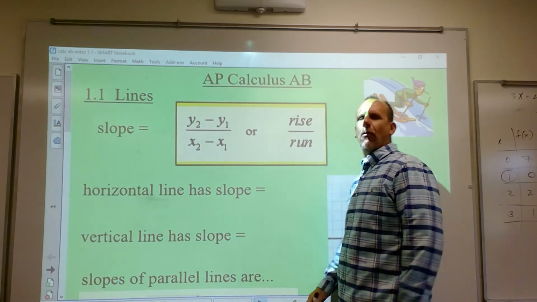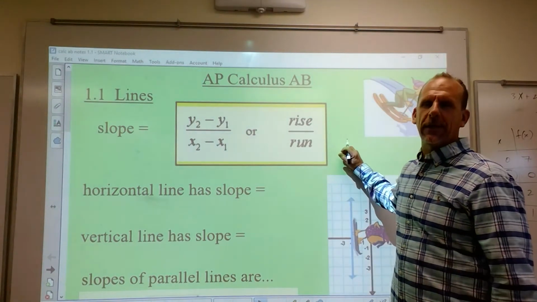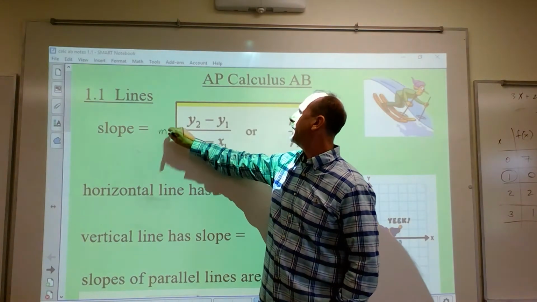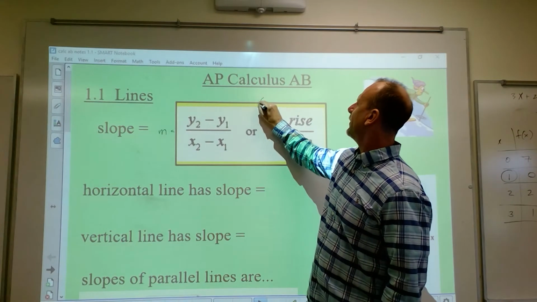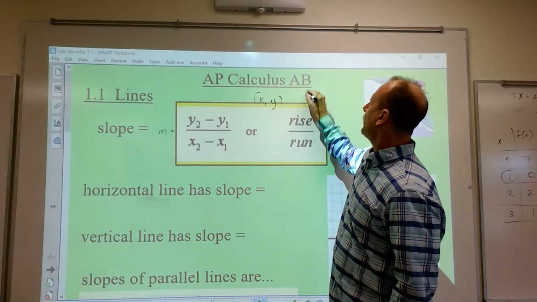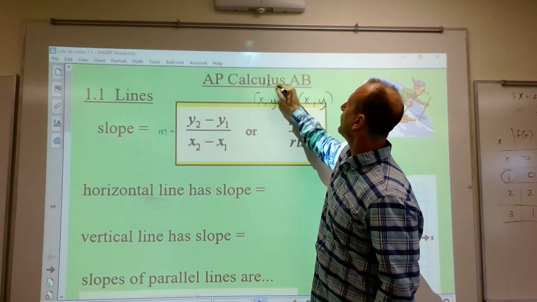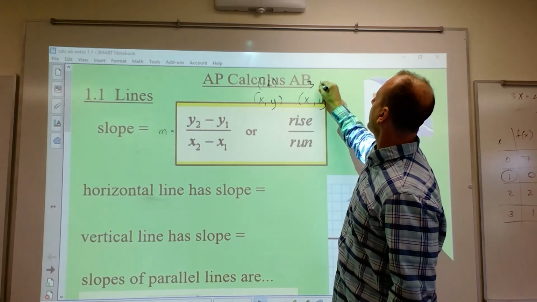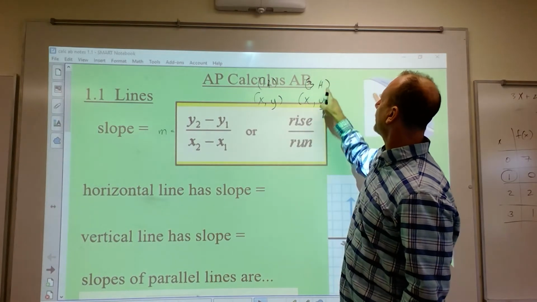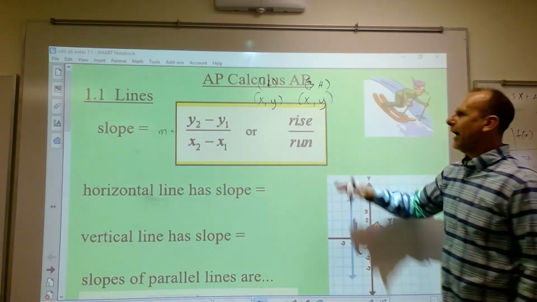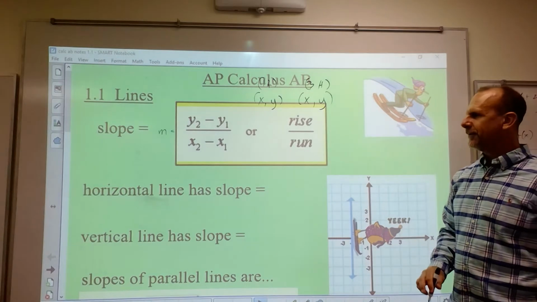Lines, 1.1, chapter 1, section 1. Slope. Slope is m. Subtract the y's. If you have two coordinates, an x and a y, 2 points like (1, 2) and (3, 4), basically subtract the y coordinates over subtract the x coordinates. We call that rise over run.